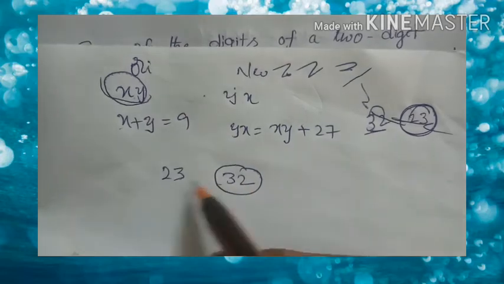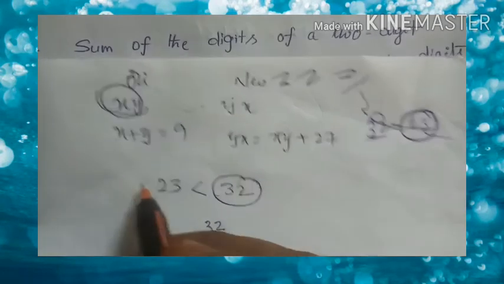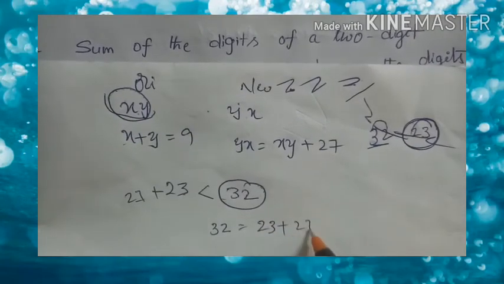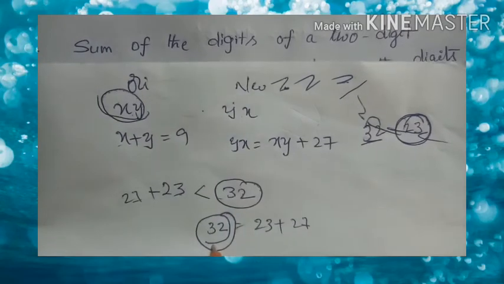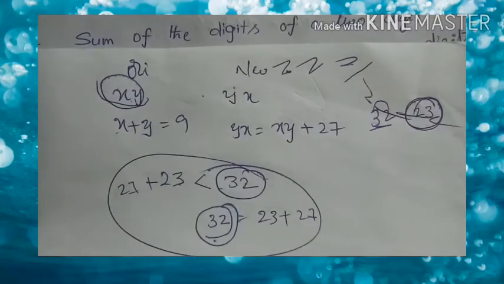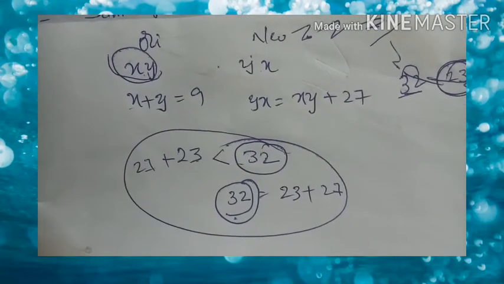Here greater or not? Yes, it is greater. Then how much greater? 27 greater. That means we should add 23 plus 27, then you will get 32. But it is not correct. I am giving some example-oriented explanation. Okay? So in this way we will find the number.